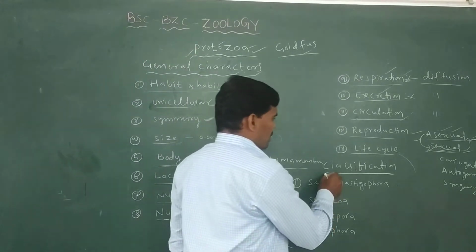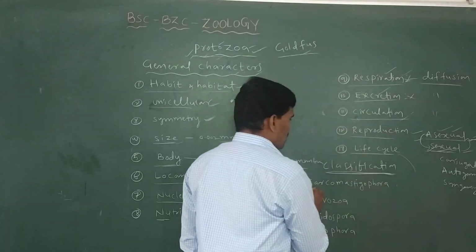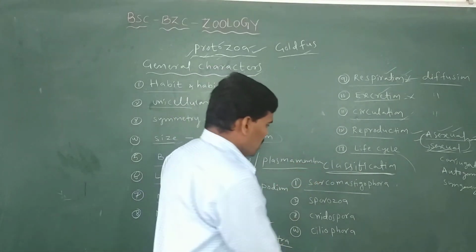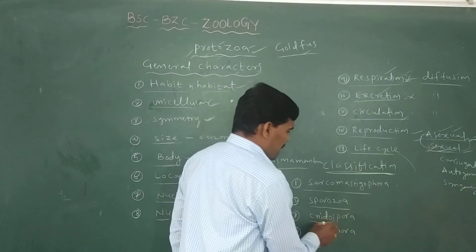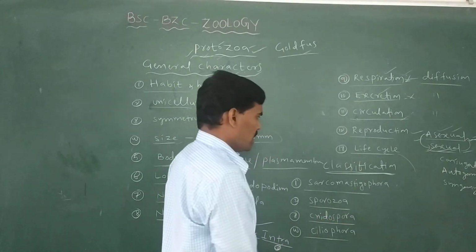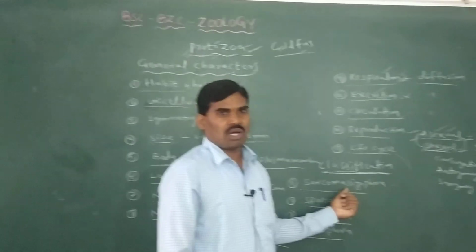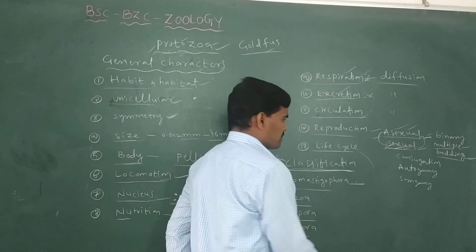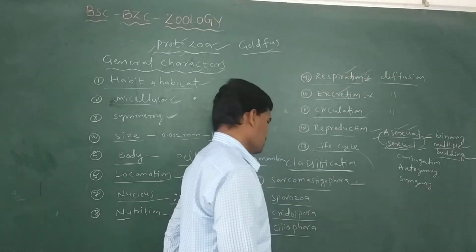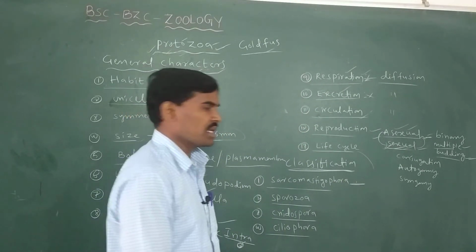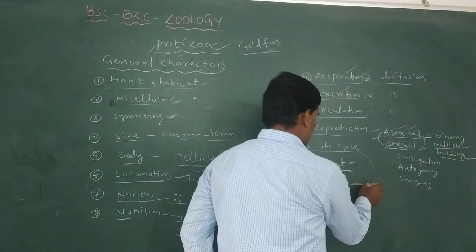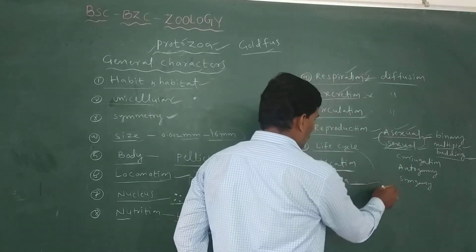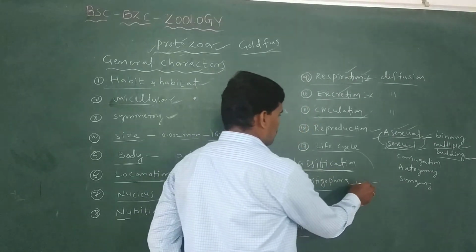Next, classification. It is divided into four classes: Sarcomastigophora, Sporozoa, Nidospora and Ciliophora. In the Sarcomastigophora class, the locomotory organs are flagella or pseudopodia. The animals of this class are autotrophic or heterotrophic.